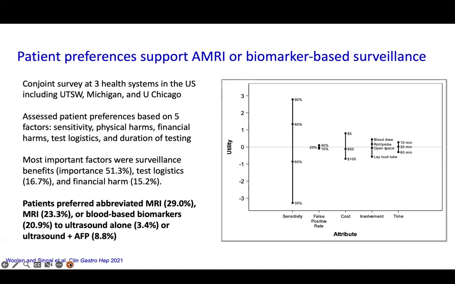And when you lined all these things up, patients really felt that an MRI or an abbreviated MRI, which we'll talk about a little bit, or a blood-based biomarker was much better than doing either ultrasound alone or ultrasound with alpha-fetoprotein. And maybe that's just how the survey was phrased, but it's hard to imagine that you're going to get your patient to do something they don't want to do, even if your guidelines advocate for it, if they do not feel that it's important.